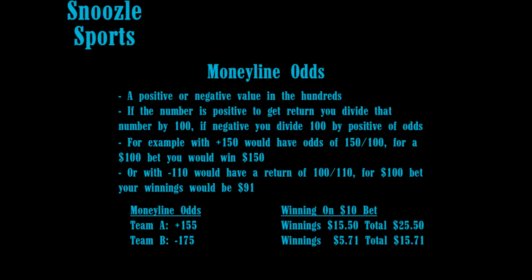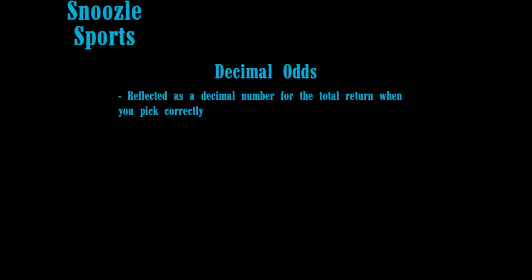you have 100 divided by 175, so the negative number is on the bottom, since it's lower than the 100 that you're dividing by. And so my winnings would be $5.71, and basically my total would be $15.71. Generally, casinos round to the nearest nickel because they don't want to give out a lot of pennies.